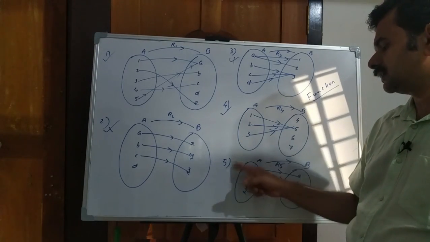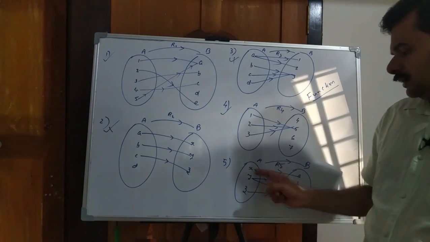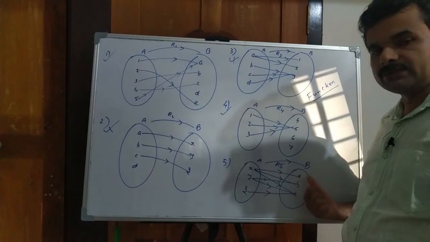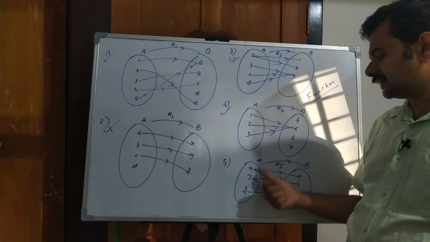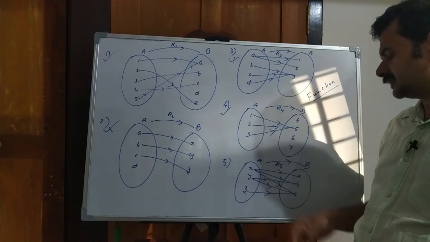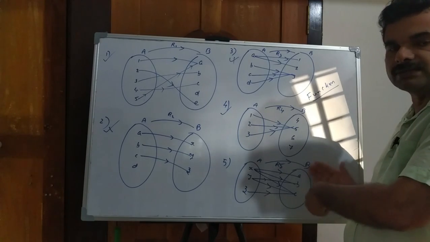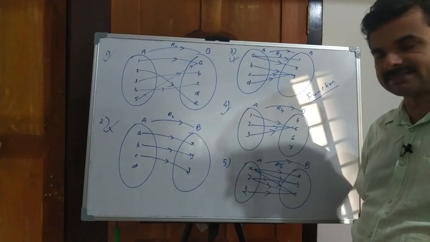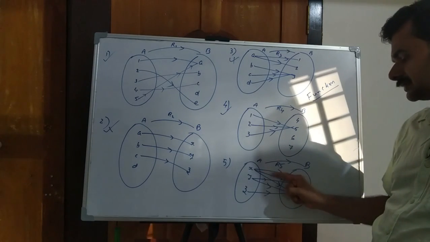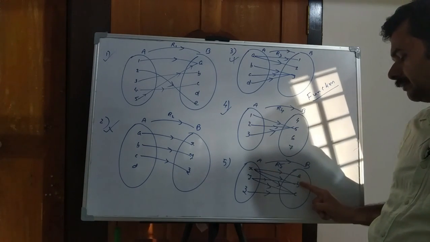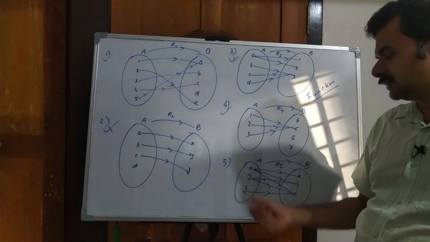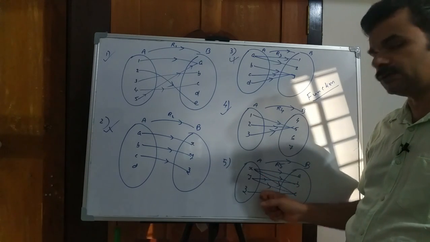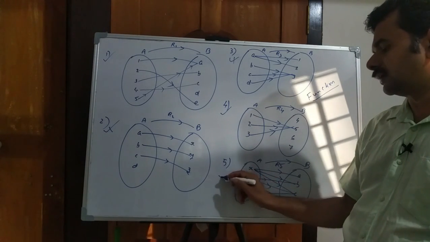Then what about this one? Are all elements of the set A connected with the elements of the set B? Yes, X, Y, Z are connected with corresponding elements of the set A. But how many images for this element X? 3 images, A, B, and C. So the one and only one property is not satisfied here. Therefore, this is not a function.